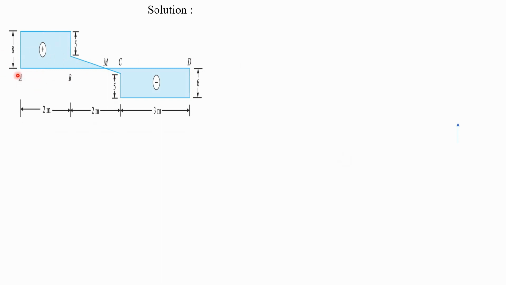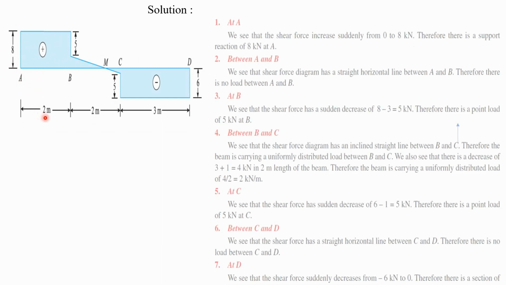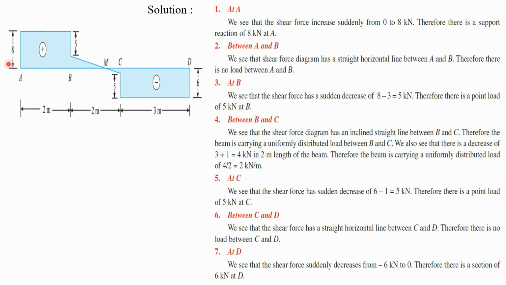First, the loading diagram from the given shear force diagram, according to the variation. At point A, you observe the shear force value increases from 0 to 8 in the positive direction. So definitely there will be some point load acting at point A in the upward direction, having the maximum value of shear force. It means that at point A there will be a support reaction of magnitude 8 kilonewton. So one by one let us draw it. This is the support reaction at A, RA is equal to 8 kilonewton. Between A and B, the shear force remains constant. It indicates that there is no loading between A and B.